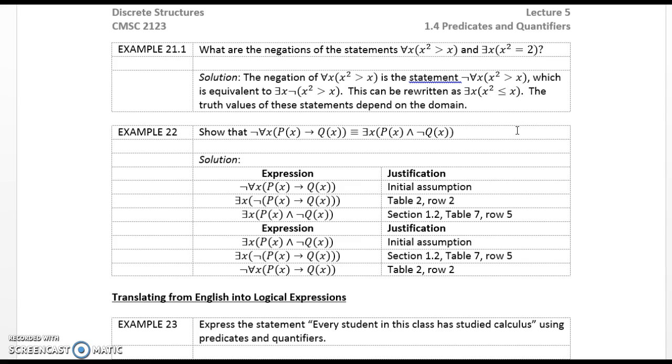Example 21.1. What are the negations of the statements for all x, x squared greater than x, and there exists x, x squared equal to 2? The solution. The negation of for all x, x squared greater than x is the statement, the complement of for all x, x squared greater than x, which is equivalent to there exists x, the complement of x squared greater than x. This can be rewritten as there exists x where x squared is less than or equal to x. The truth values of these statements depend upon the domain.